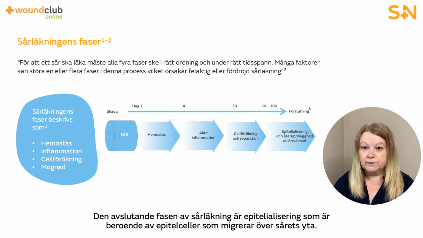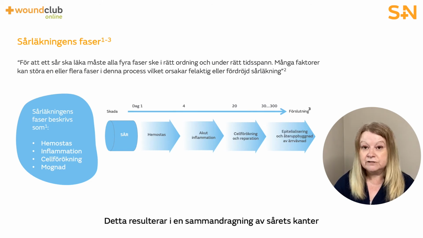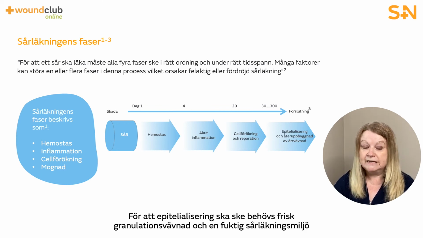The final phase of wound healing is epithelialization, which relies on epithelial cells migrating over the surface of the wound. These specialized cells, located in hair follicles, sweat glands, and around the edges of the wound, migrate over the newly formed granulation tissue and reduce the size of the wound by contracting. This results in a pulling together of the wound edges. In order for epithelialization to occur, there needs to be healthy granulation tissue and a moist wound healing environment.